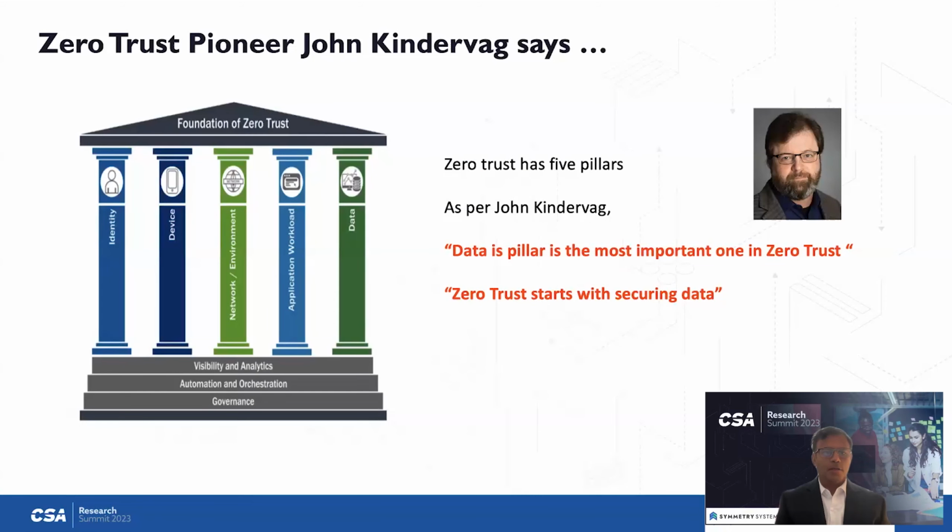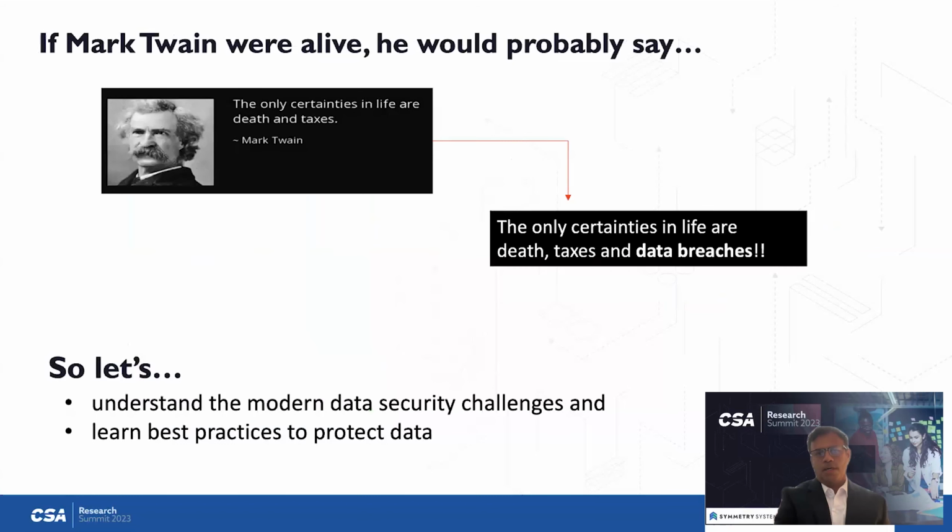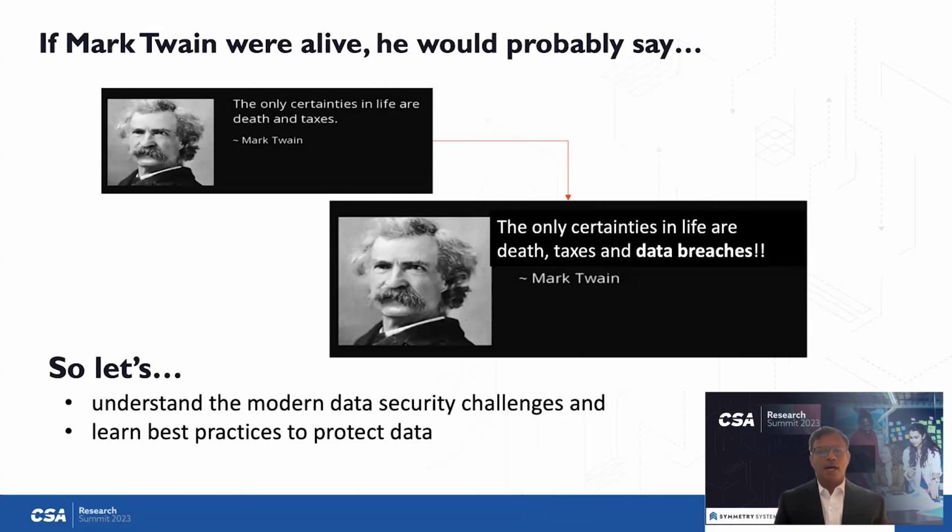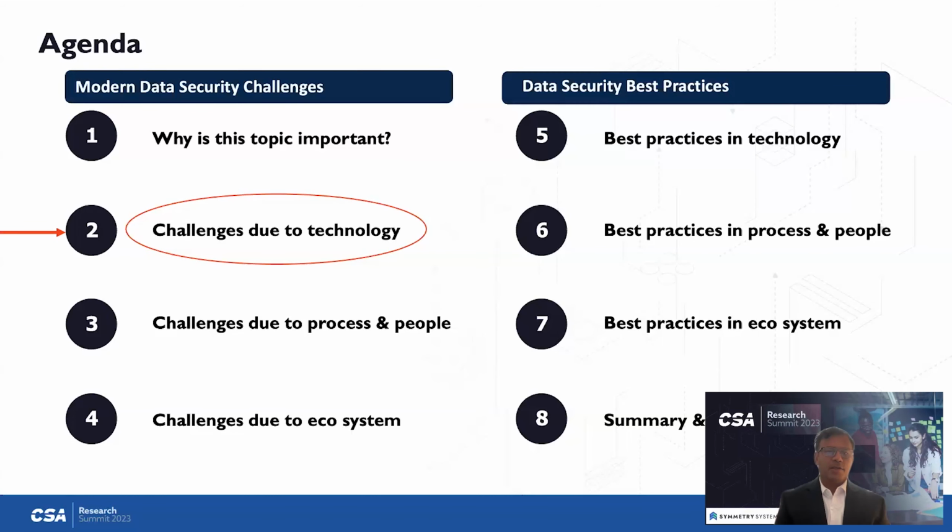Before we move on to section 1, I'd like to add a couple of more important notes. First, Zero Trust pioneer John Kindervag says Zero Trust starts with data security, and the data pillar is the most important one in Zero Trust. One more funny thing. Mark Twain, if he were alive today, would probably update his quote saying that the only certainties in life are death, taxes, and data breaches. Let's get started with section 1.